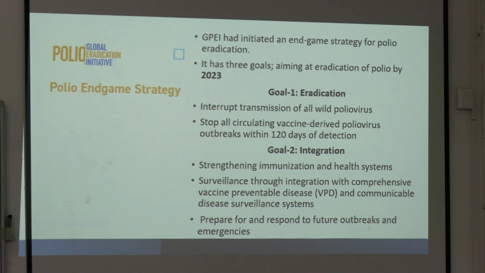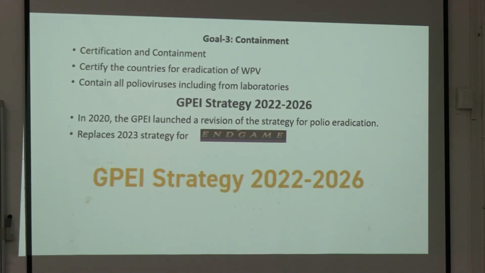That's the most important thing, because if you don't give a certification, they'll not know the current status of the country itself. So certification and containment was the goal 3. Now the GPI strategy has been revised. So now the next target is 2026. So by 2026 they are trying to end game polio.